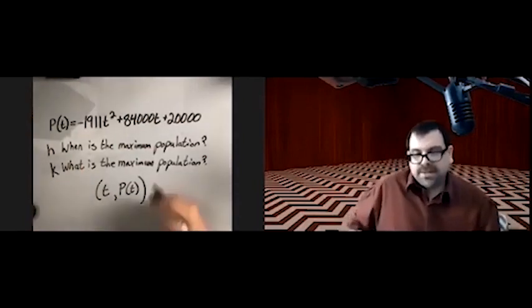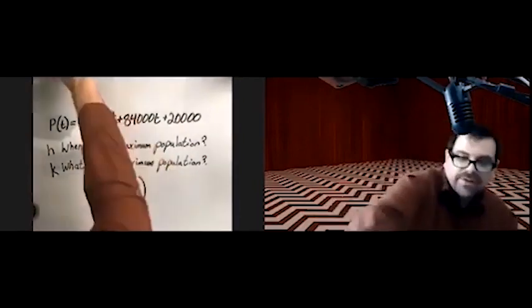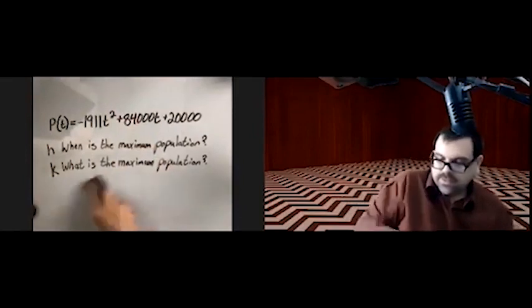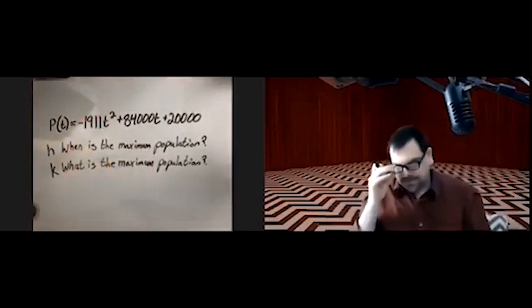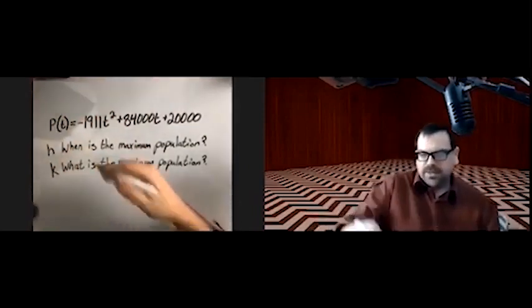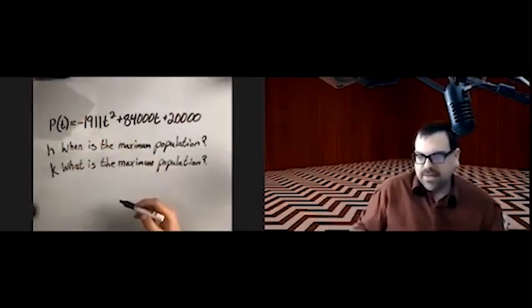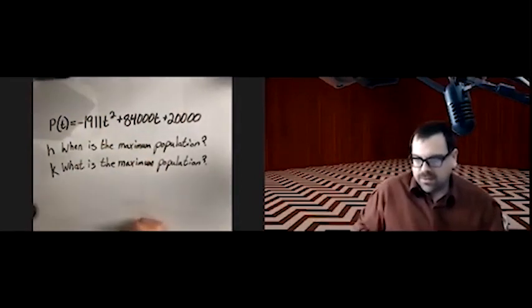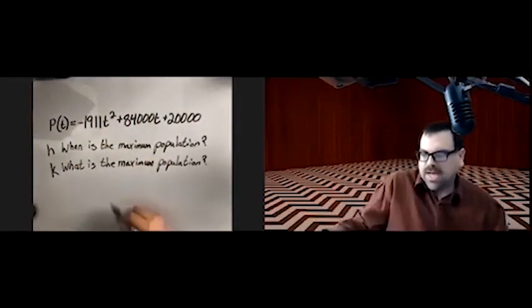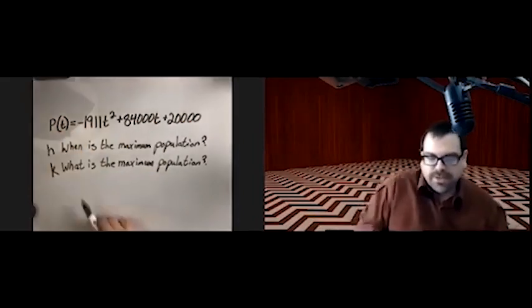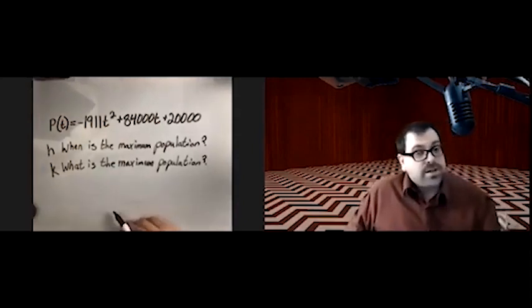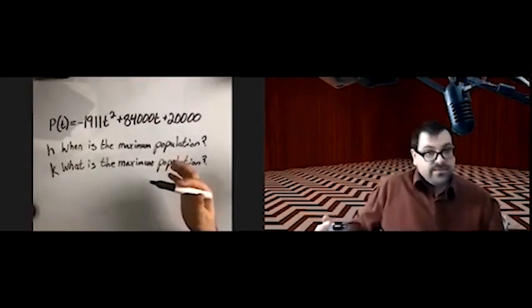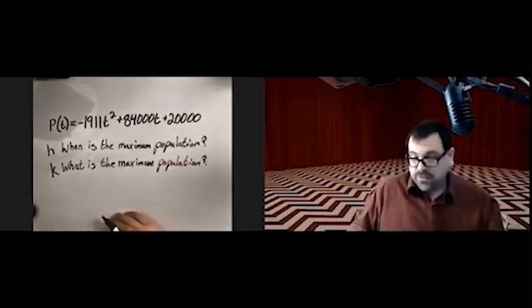So each piece of the vertex will give us an answer to a different question. The input, the time, that's going to be the when of it all. And when we plug the time in, we get the actual population, the output. That'll answer the question of what the population is. Vertex formula again. That's why I reviewed that just now.